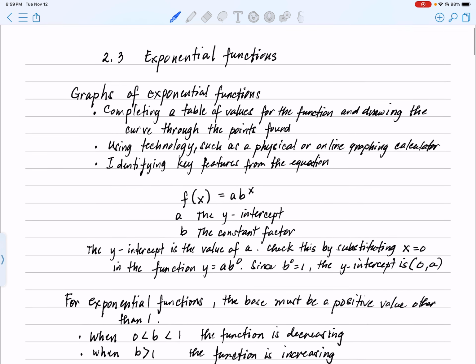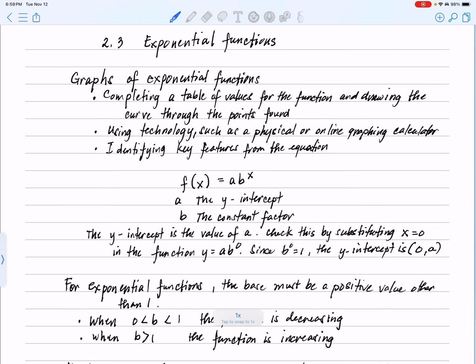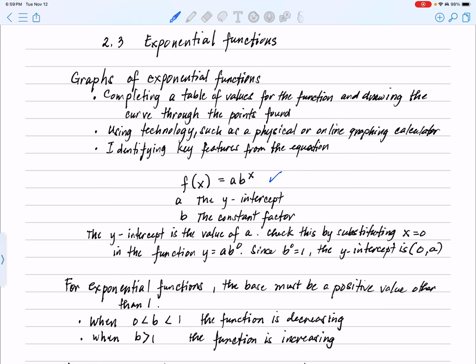An exponential function could also have a leading coefficient, which would be written in the form f(x) = a·b^x, where a is the y-intercept and b is the constant factor. So the y-intercept is the value of a.